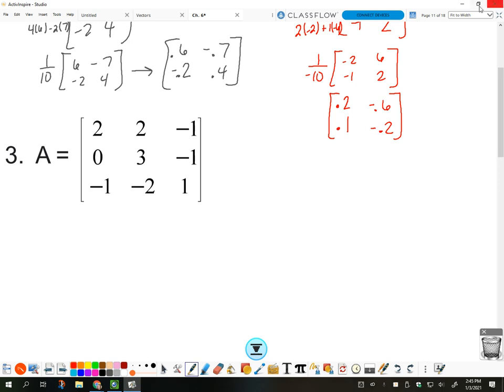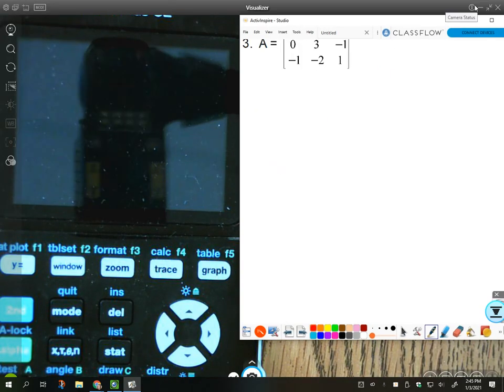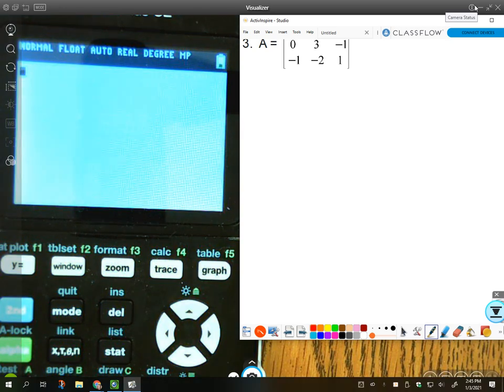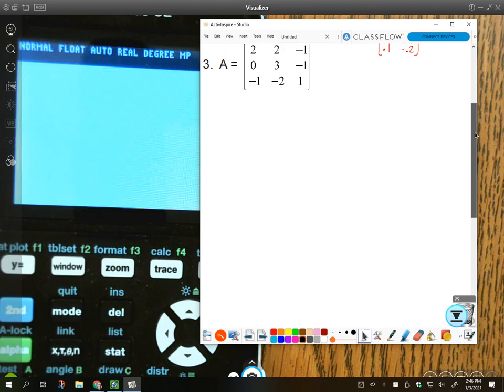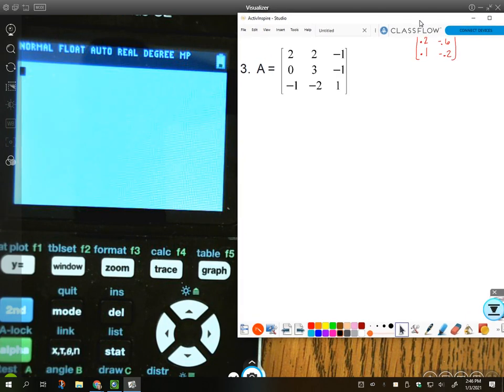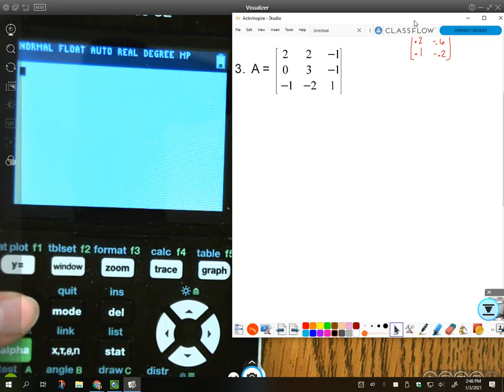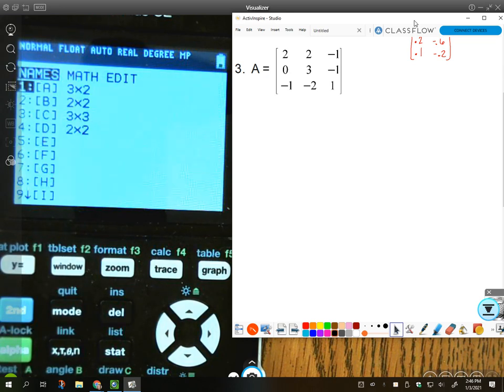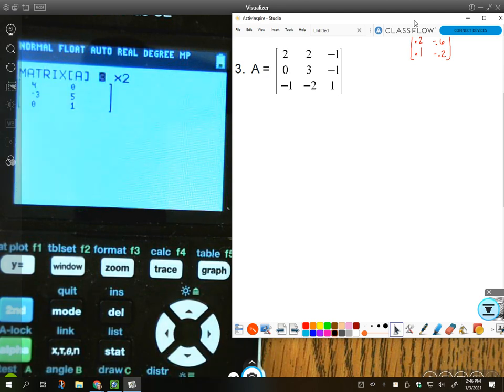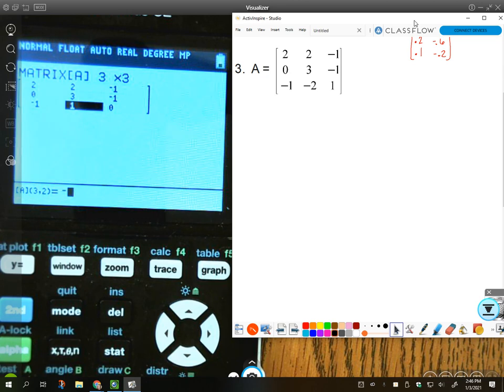So let's see if we can do that. Okay, so you are doing matrices, so we want to make sure that you can see the problem. We want to make sure that we are in the matrix. So go second matrix, matrix new, over to edit, so that we can type in something for matrix A. Alright, matrix A is a 3 by 3, and it has the numbers 2, 2, negative 1, 0, 3, negative 1, negative 1, negative 2, 1.